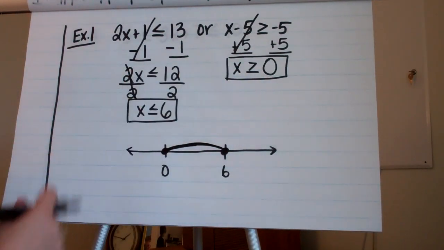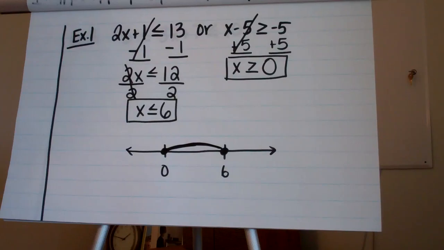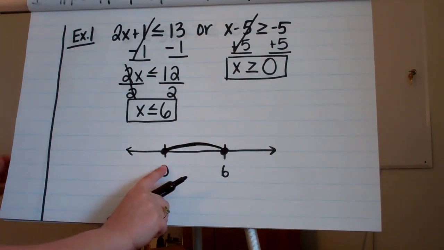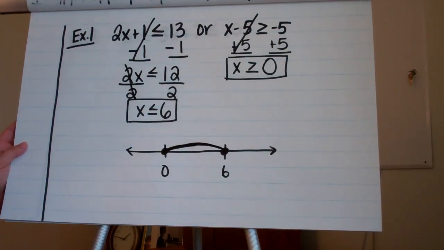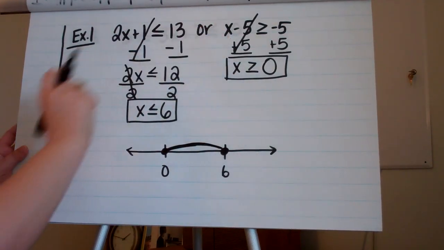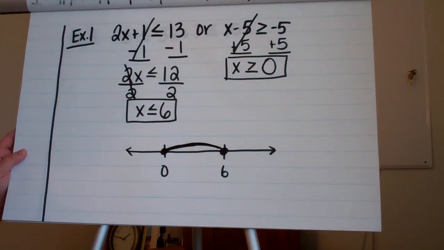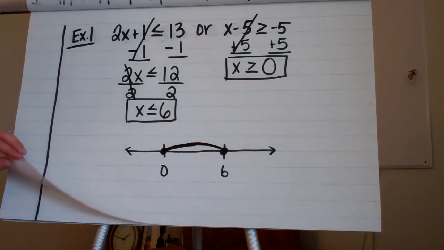and so again, I know that my solution is any number between 0 and 6. And if you wanted to, you could choose a number between 0 and 6, put it in for x in each inequality, and see if it comes out to be a true statement for both. And that would be a good way to check your work. Okay, let's try another one.